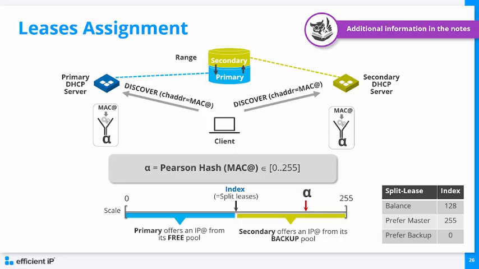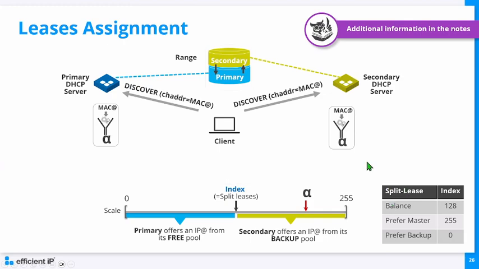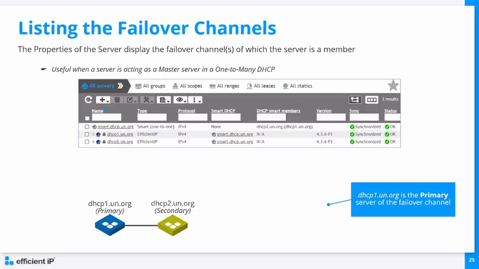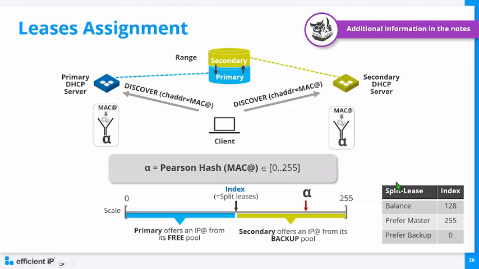Now, when you configure the one-to-one architecture, remember there is a split list. By default, the split list is balanced. Remember we configure this thing here. When you configure the smart architecture, you can choose the split list: balanced, preferred master, or preferred backup. So if this split list is set to balanced, for example, the index is 124.